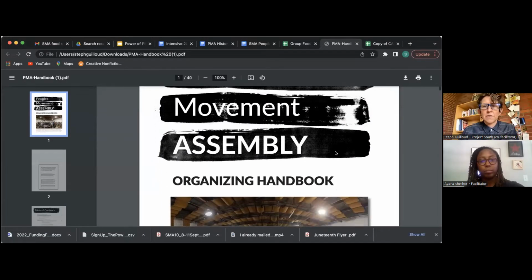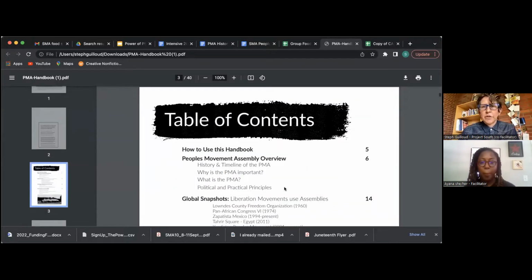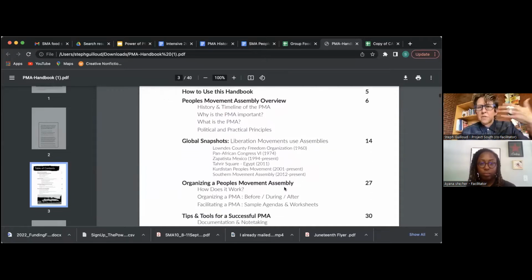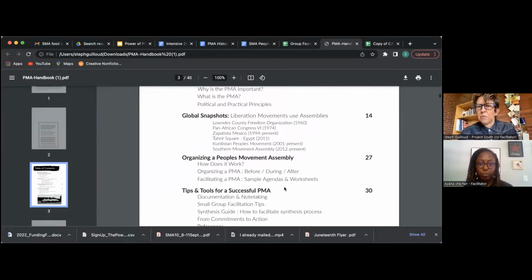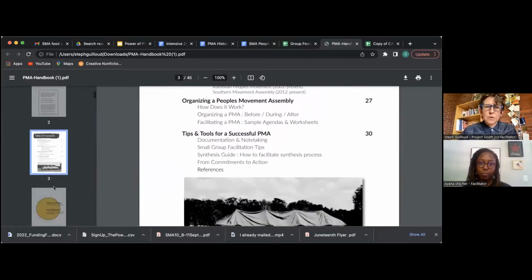As we're thinking about questions, I might just screen share really quickly. The People's Movement Assembly Handbook, just so folks can see that there's a really great resource that offers a lot of case studies and examples, which are really helpful to the organizing process. So getting a sense of where assemblies have happened over time in different eras, in different parts of the world, how to do and organize a People's Movement Assembly, a before, during, and after plan that requires that cycle of organizing. And then tips and tools.